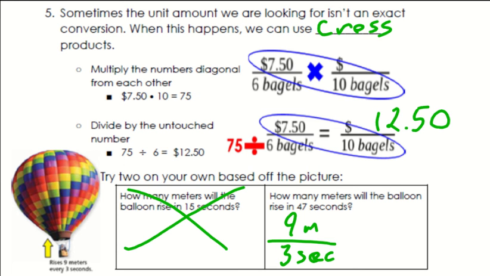What matters is my labels are going to have to match. So the other number I have is right here in the question. How many meters will the balloon rise in 47 seconds? This is where this matters. Where should I put the 47 seconds? On the top or the bottom? Bottom. It goes on the bottom because it has to match. You see I got seconds, and then when I solve this, it's going to have meters on top. Make sense? All right, so calculator, we would do 47 times 9, the two numbers that are diagonal from each other, and divide by 3, the number diagonal from the blank.